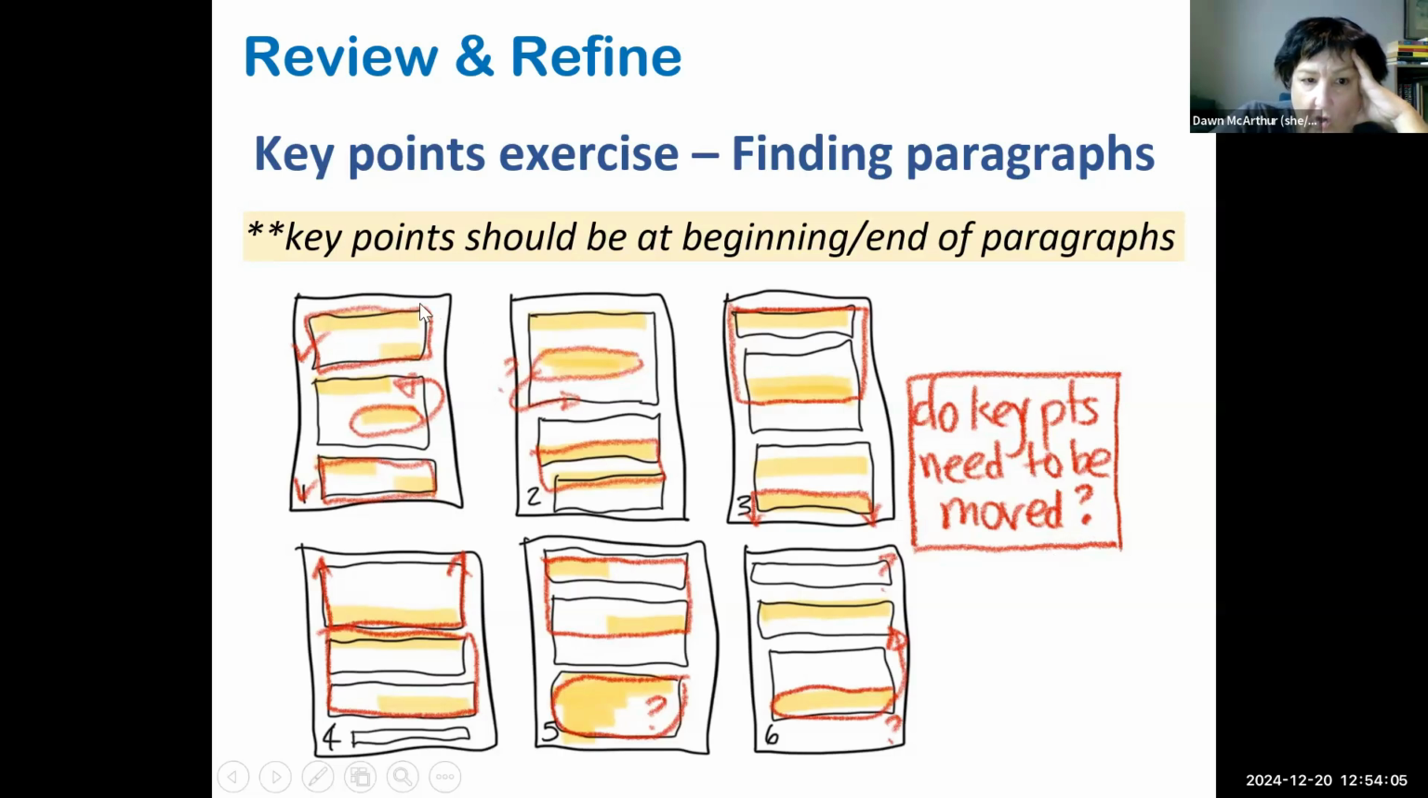Eventually, all paragraphs should have this structure. They should have a key point at the beginning, some details in the middle, and a key point at the end. Don't bold these necessarily because this is about readership and paragraph structure in English or French, which are the two languages you're submitting in if you're submitting in Canada.